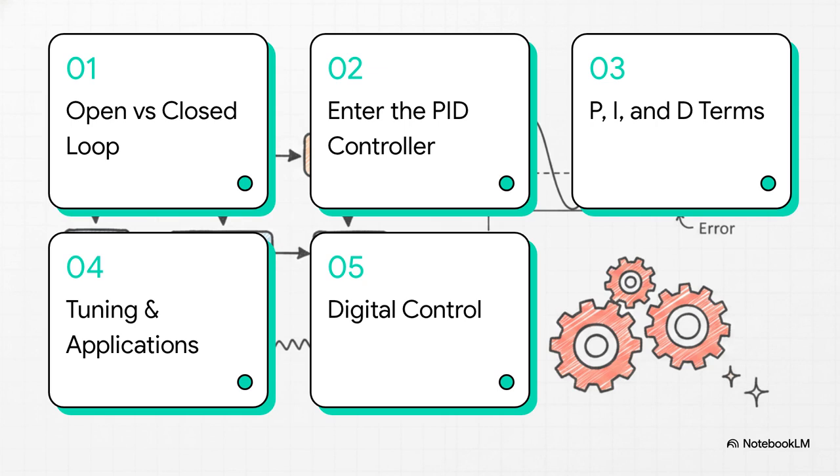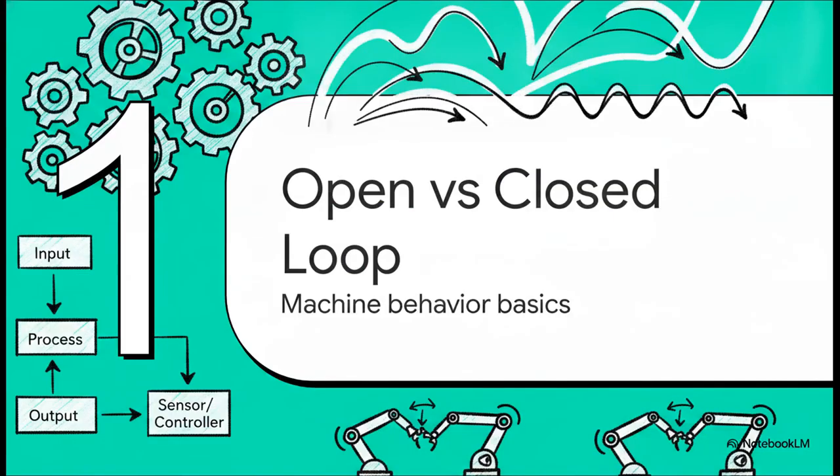To figure out how they do that, we're going to break this down into 5 quick parts. First, open versus closed loop systems. Then we'll introduce the PID controller, break down its mathematical terms, look at real-world tuning, and finally wrap up with the digital control revolution.